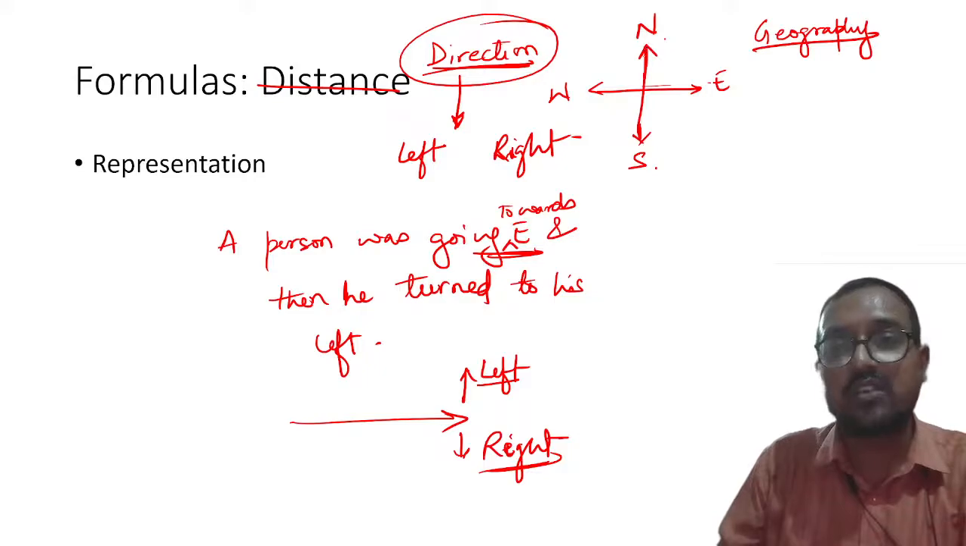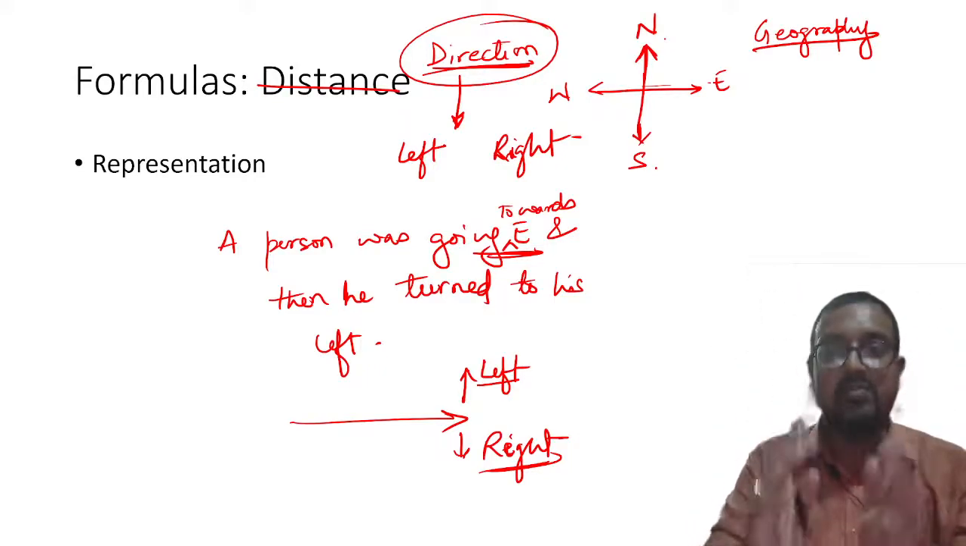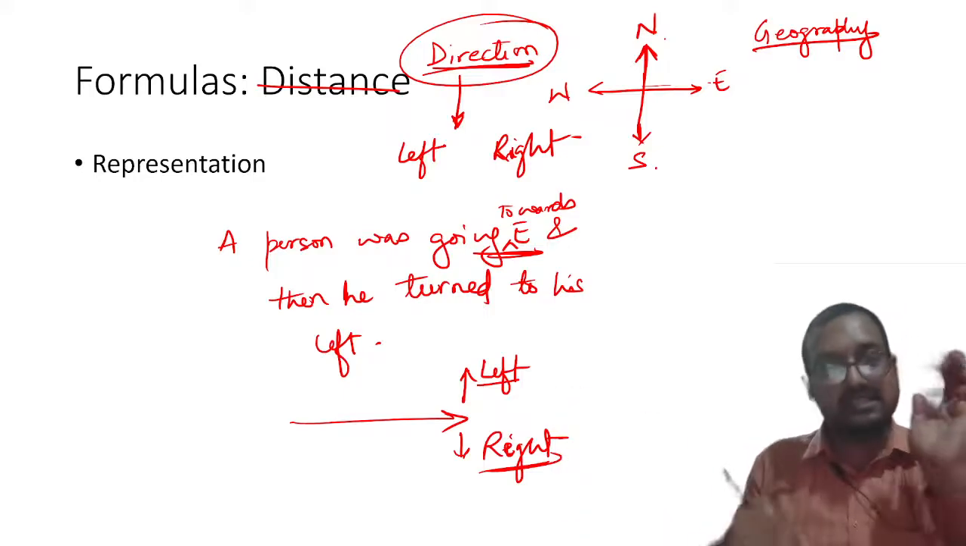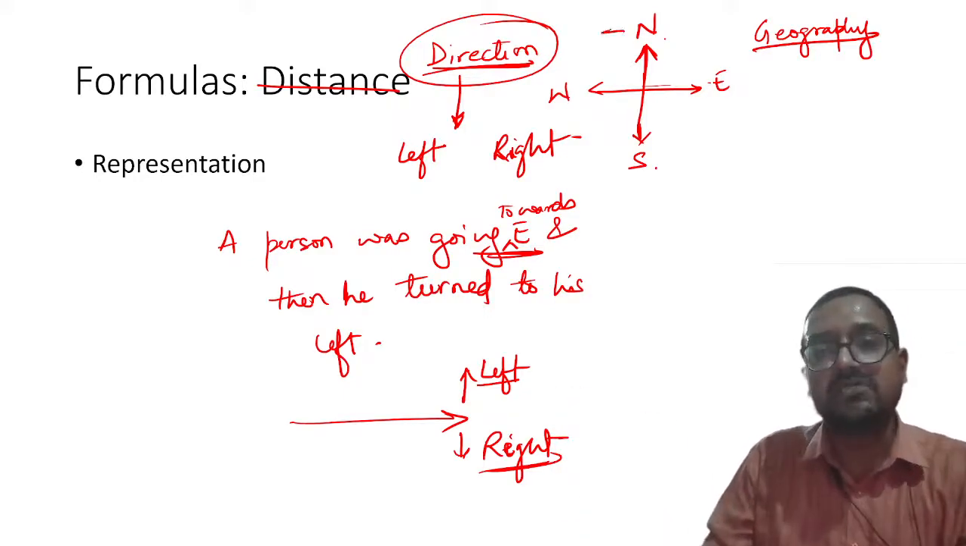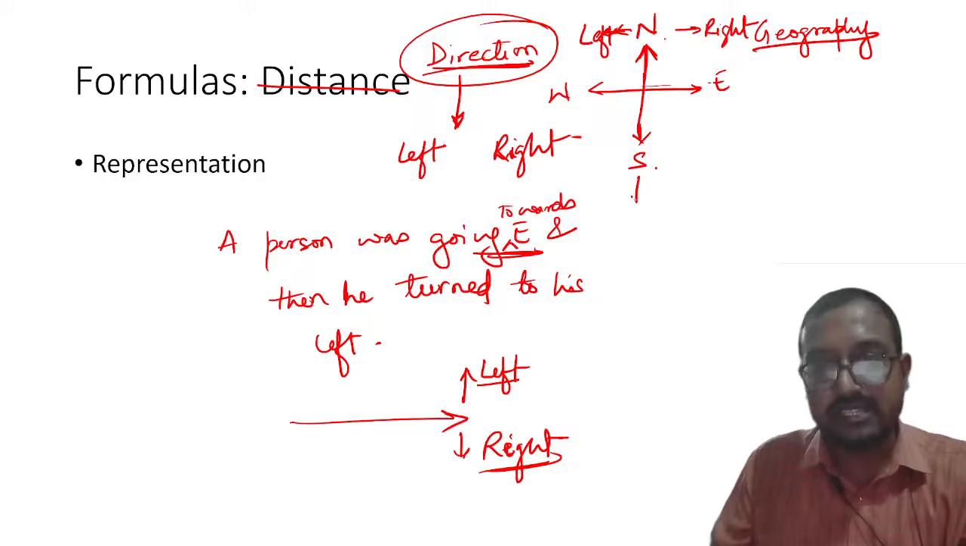Suppose this is your north. So you know that north is facing upward. That means you have to face in the direction of the paper. This side is your right, this side is your left. So please remember, this will be your left, this will be your right. The student is facing north.